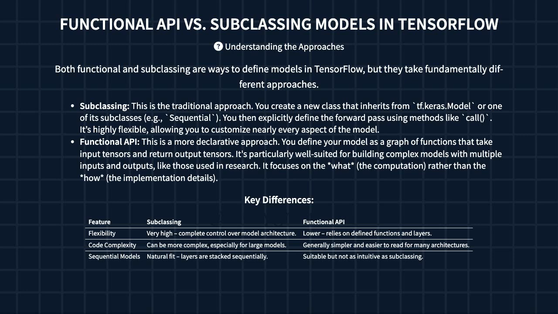The functional API, on the other hand, is more like describing what you want your model to do, a graph of functions that take inputs and produce outputs. It's often easier for building complex architectures with multiple inputs or outputs and tends to lead to cleaner code.